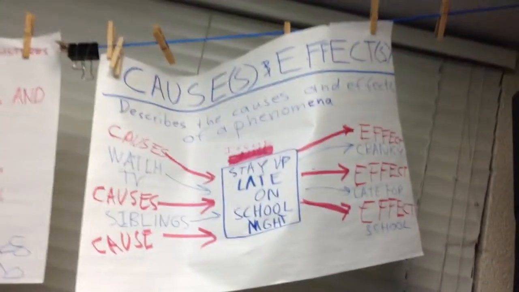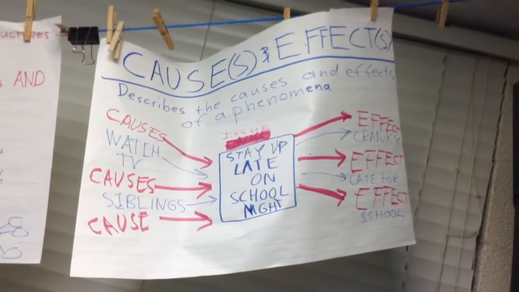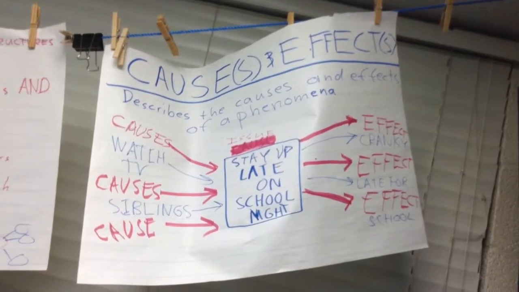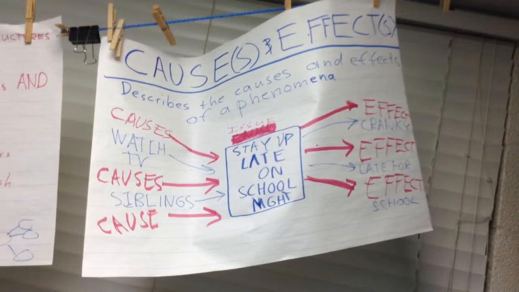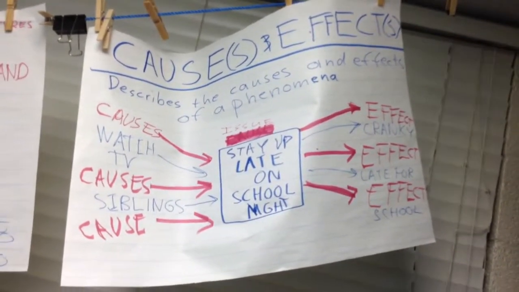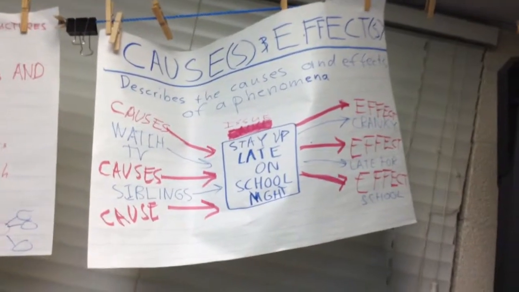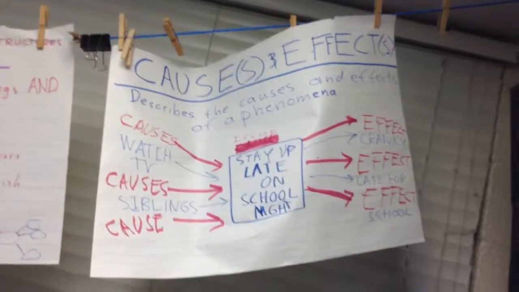Alright, another one you might have, very similar to problem and solution, is the cause and effect thing, where it's talking about the many things that cause a problem and the many things that are affected by that. For example, you may stay up late on a school night because you watch too much TV, or your siblings are making too much noise, and then the effect would be that you're cranky or late for school. Usually cause and effect is something like global warming. Like, what are the reasons that happens? Alright, that was a quick review of the different kinds of text that you could end up looking at.